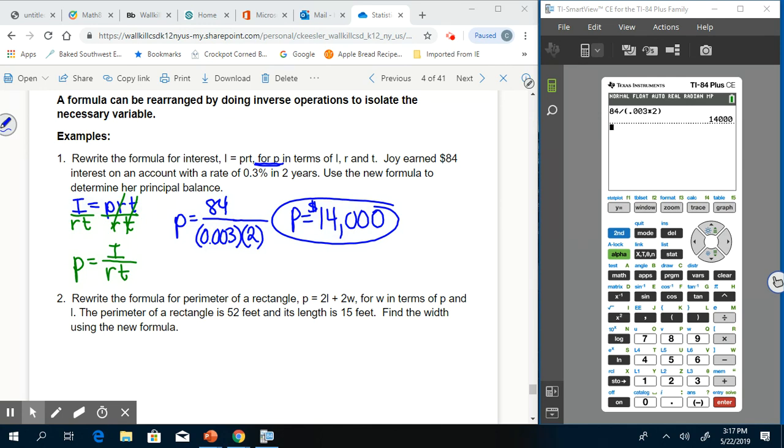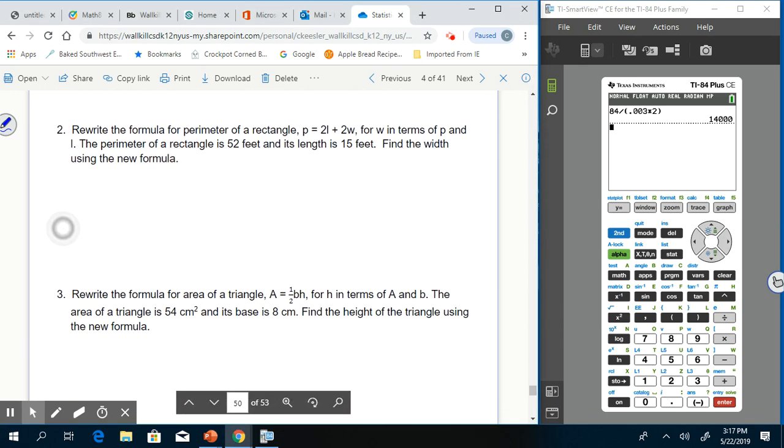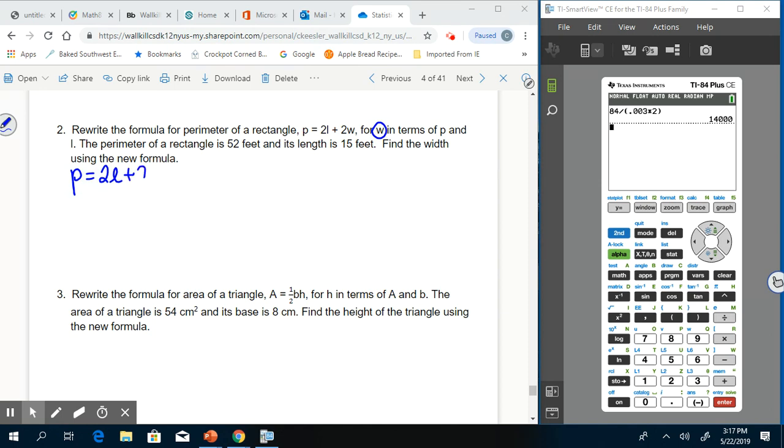All right, so that one's really easy. Number two gets a little bit more challenging. So let's take a look at number two together. In this case, we have: rewrite the formula for perimeter of a rectangle, P equals 2L plus 2W, for W in terms of P and L. So that "for W" means we want to isolate the W. So starting with P equals 2L plus 2W.